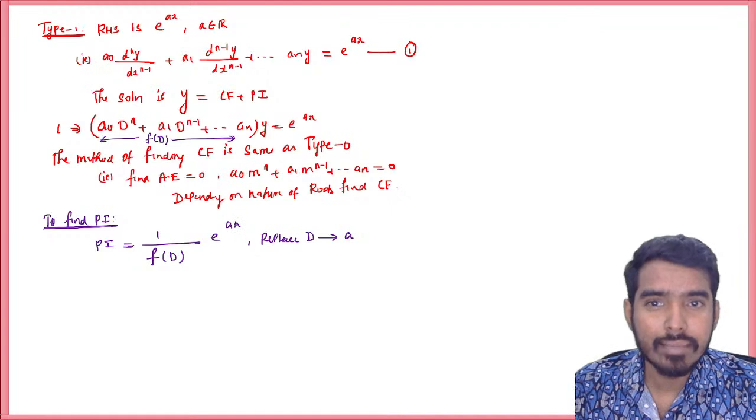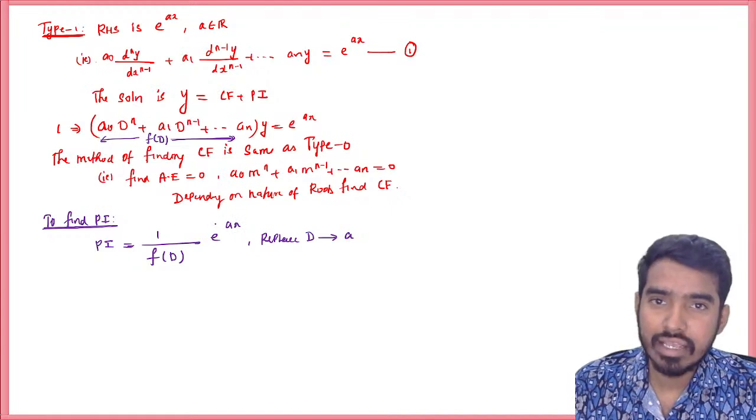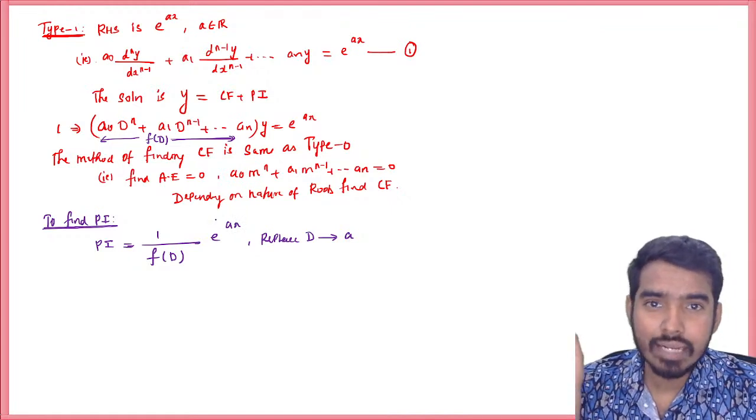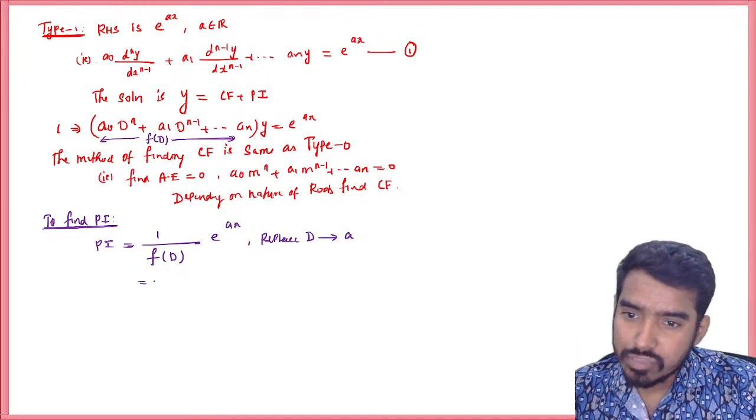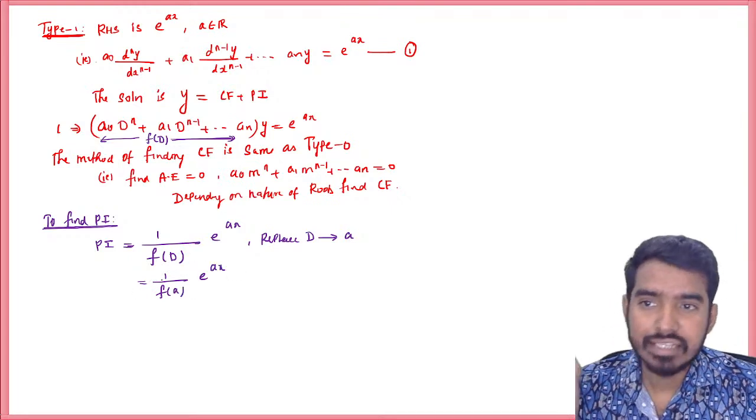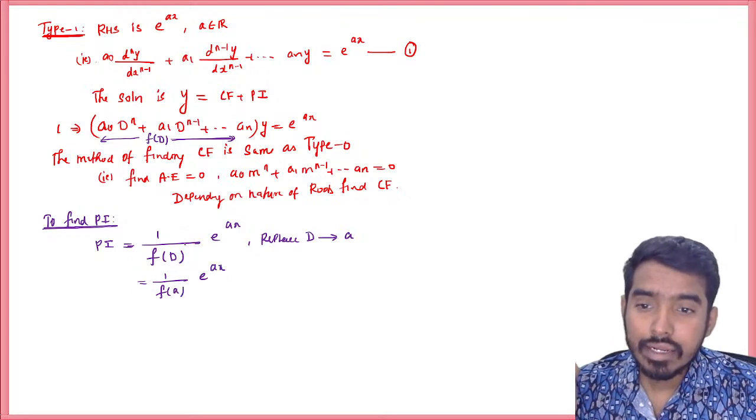Whatever the question, it can be e power 2x, it can be e power 3x, it can be e power minus x, a can be anything, right? Now you have to replace d by a. So therefore this will be 1 divided by f of a into e power ax, right?